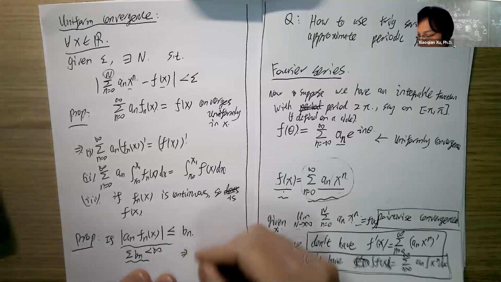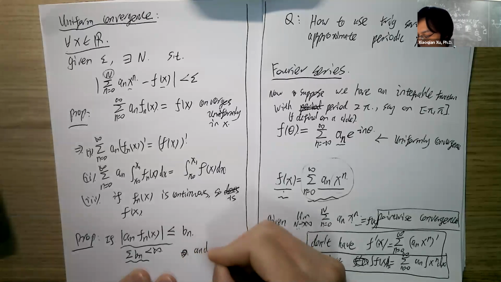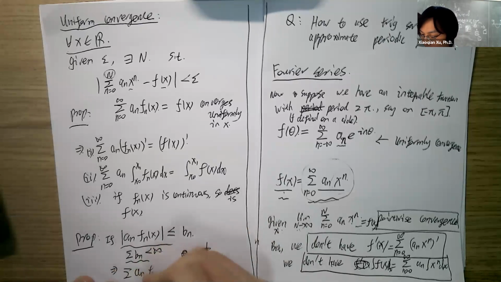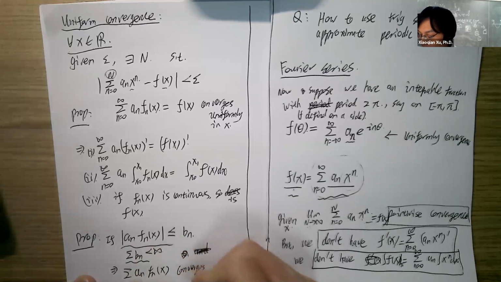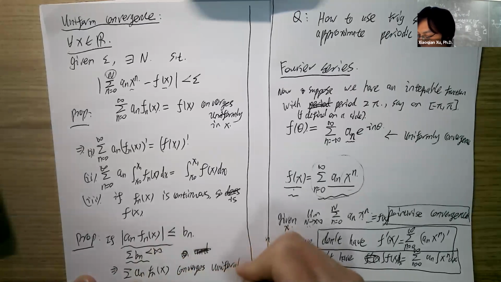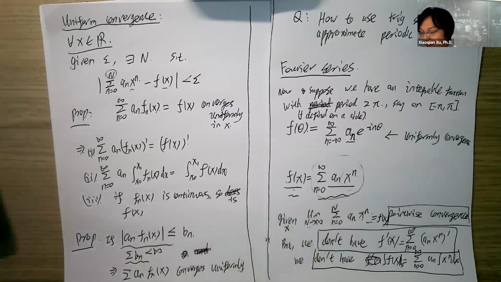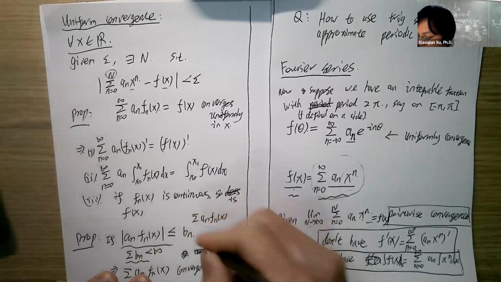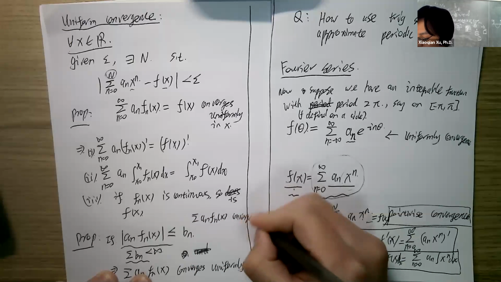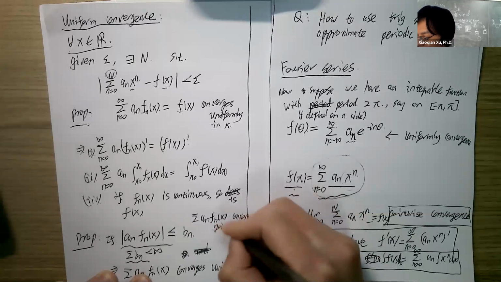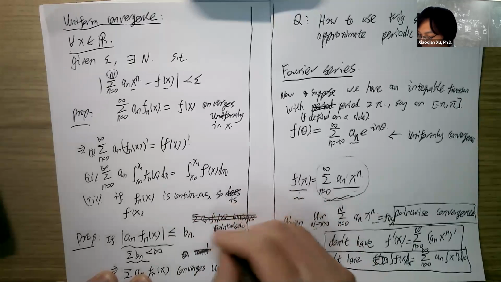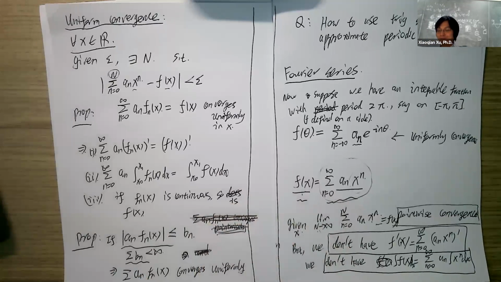Okay? Then we know that the summation of an fn(x) converges uniformly. Okay? Well, let's say the summation of an fn(x) converges pointwise. Do we need this condition? Well, I'm sorry. Actually, we don't need this condition. Sorry about that.